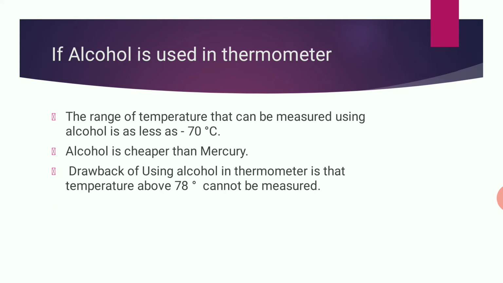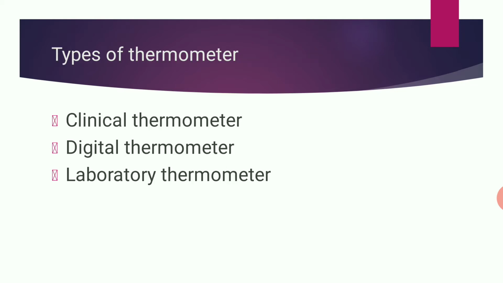Next, if alcohol is used in thermometers, the range of temperature that can be measured using alcohol is less than 70 degrees centigrade. So what range can we measure? We can measure less than 70 or 78 degrees centigrade. If the temperature is above 78, we cannot measure with alcohol, and alcohol is cheaper than mercury. But because the measuring temperature range is very small, we mostly use mercury, not alcohol.